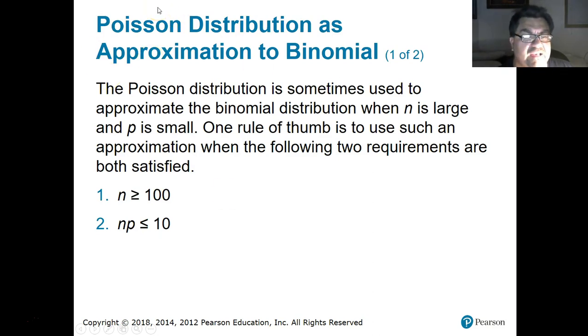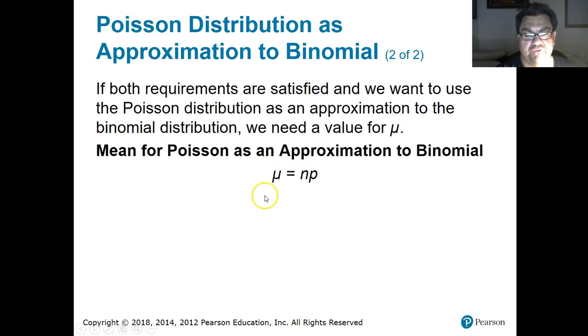Now, when I was closing up the last section, I was a little bit off on that statement. The Poisson distribution is not just an extreme of a binomial, but it can be used as an approximation for a binomial. So if n is greater than 100, so the number of events is greater than 100, and n times p, the number of expected outcomes, is less than 10, then we can approximate with a Poisson distribution with mu equals np.